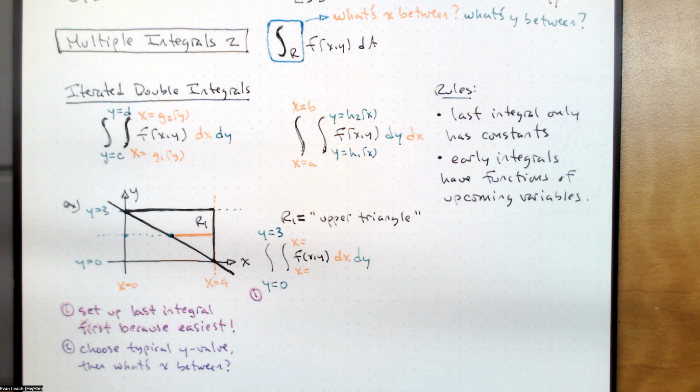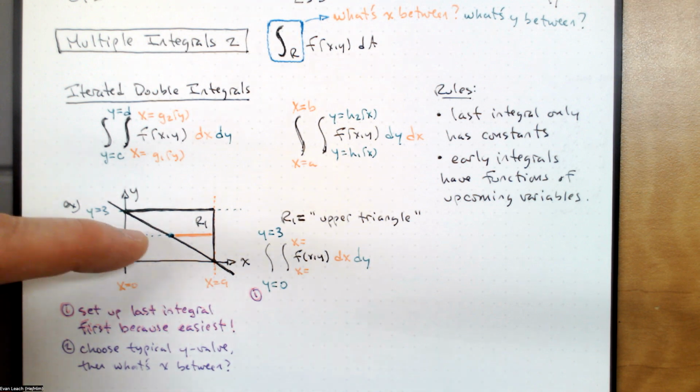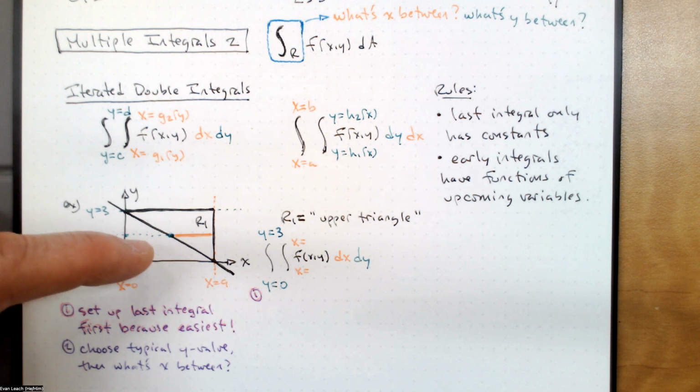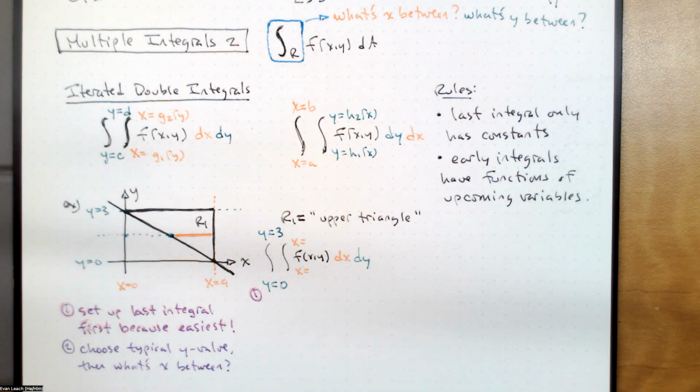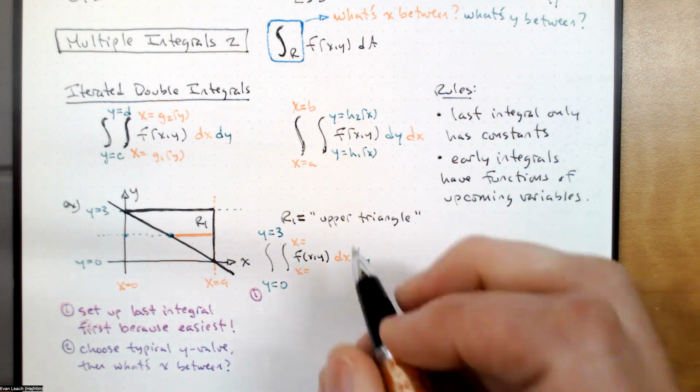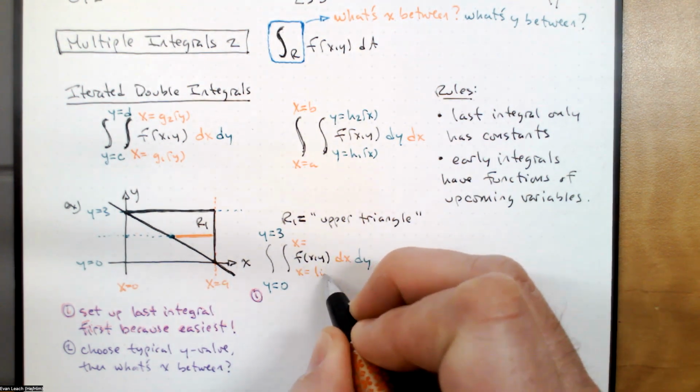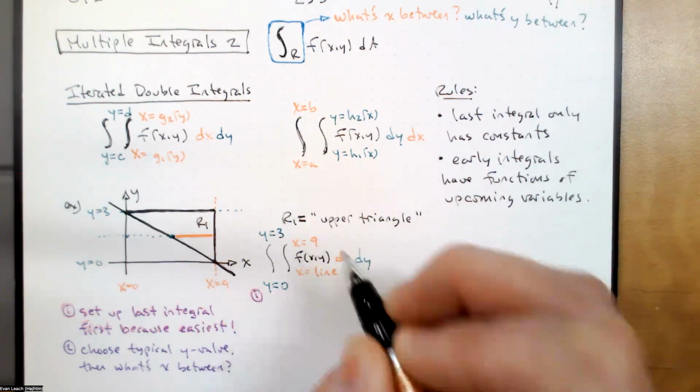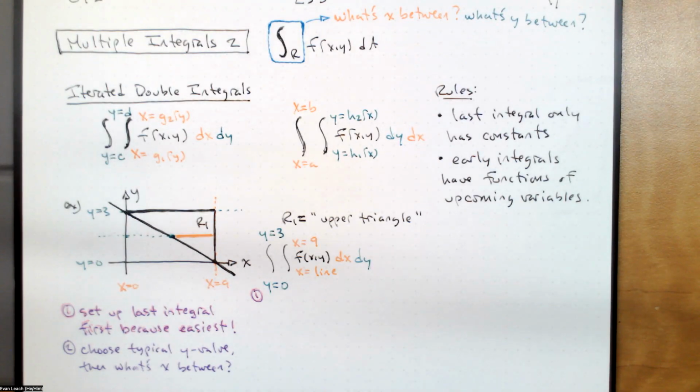So we pick a typical y. We just say, what's the lowest x value that we see for this y value? It starts off at the line and ends at 9. I'm just going to write that in. Line to 9. So what we need is the equation for that line as a function of x. Sorry, with x as a function of y.